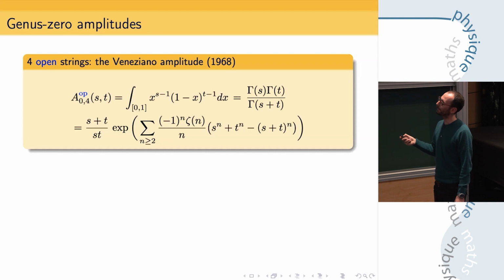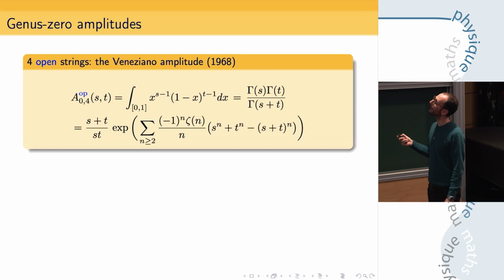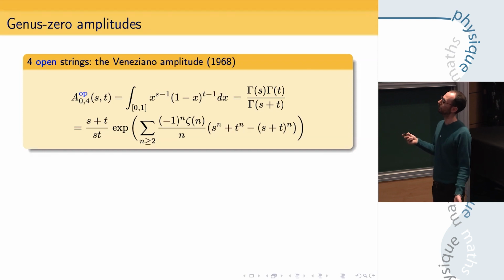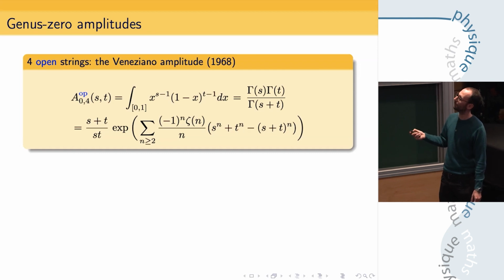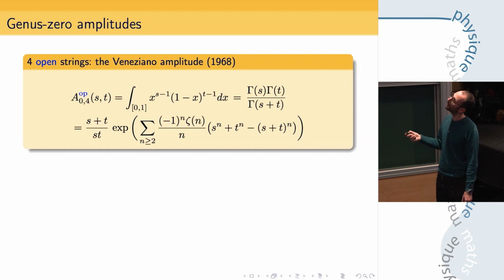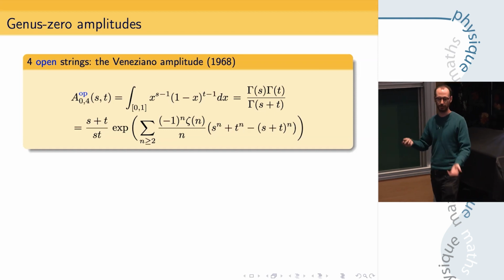And the open string integral 0,4 is just the Euler beta function, which is known since Euler to have this representation in terms of quotients of gamma functions. And again, by Euler's results, it's also well known that if you're interested in the small s and t expansion, then your asymptotic expansion is given by the following expression. So you have poles in s and t equals 0. And then your expansion involves Riemann zeta values. So you already see some of these interesting numbers.